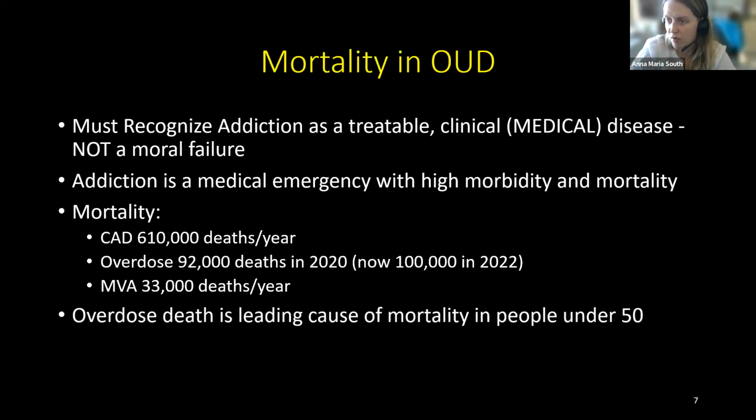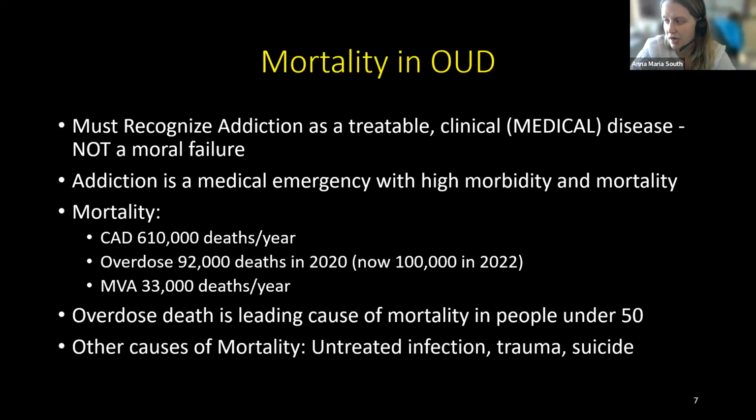Overdose deaths right now, unfortunately, are the leading cause of mortality for people under 50. And it's actually because of that that there has been a reduction in expected life expectancy in the United States.